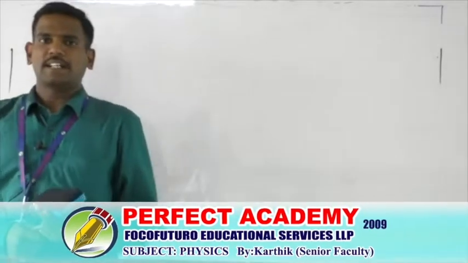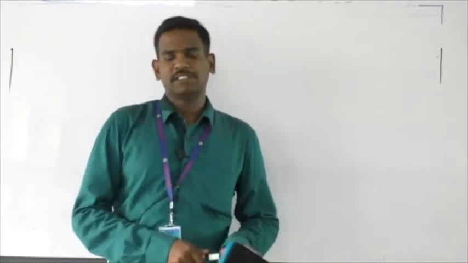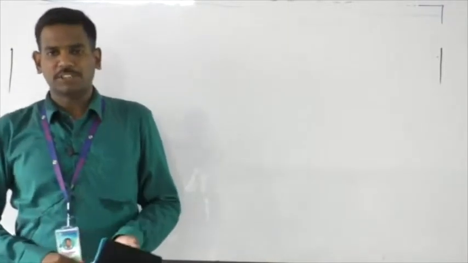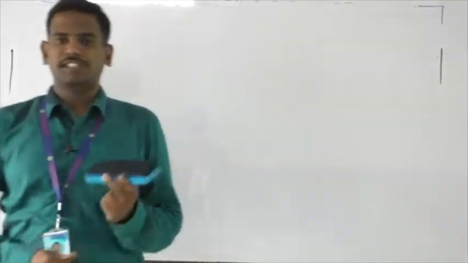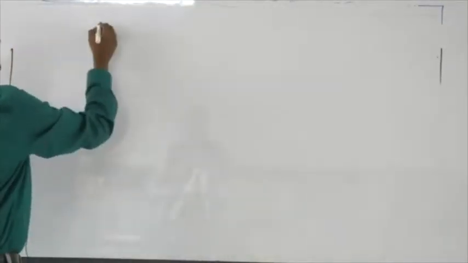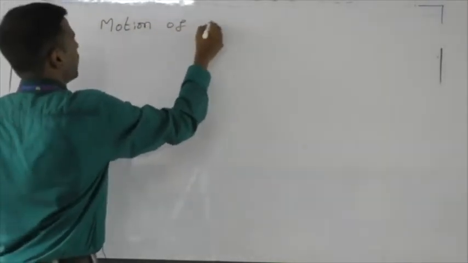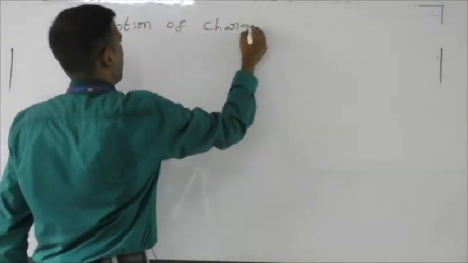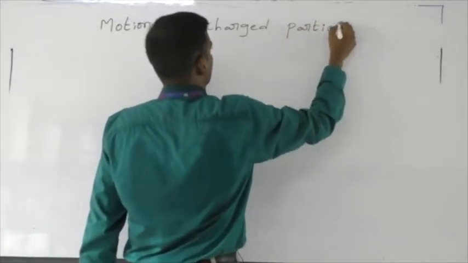In the last session, we went through the Biot-Savart law applications and understood Ampere's circuital law and its application. Now the main concept of this chapter on magnetic effects of current is the motion of a charged particle inside a magnetic field, the motion of a charged particle.